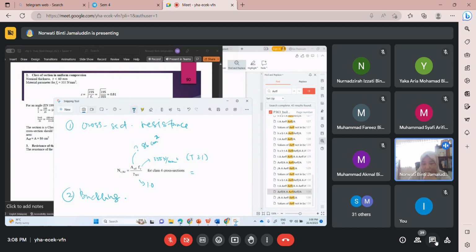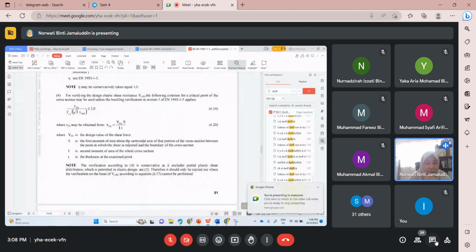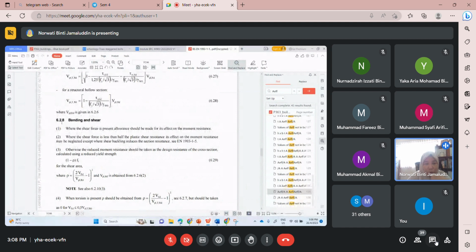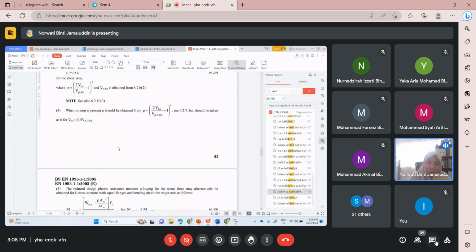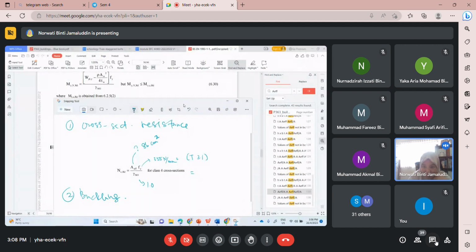So for buckling capacity, you will refer to clause 6.3. That is for buckling. See 6.2, you have bending and shear, you have bending and axial force, for the case where the weight is quite significant. I mean, maybe it's heavy because of very large. It will bend.